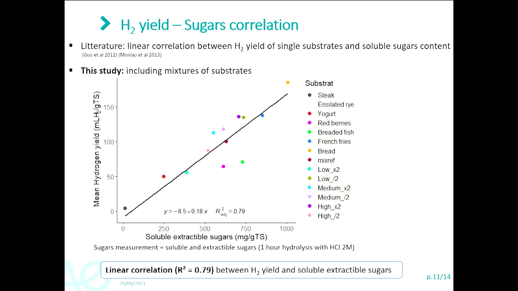We also wondered if we can observe a correlation between the hydrogen yield and the sugar contents of our different substrates. In the literature, we have several examples of a linear correlation between the hydrogen yield of single substrates and the soluble sugar contents. But in our case, we also have mixtures of substrates. So we were wondering if it's possible to also get the same linear trends. As you can see here, we have a linear correlation for all our substrates studied, including mixture substrates.